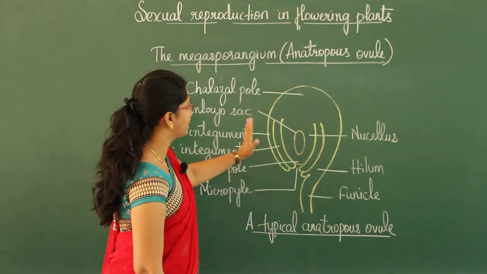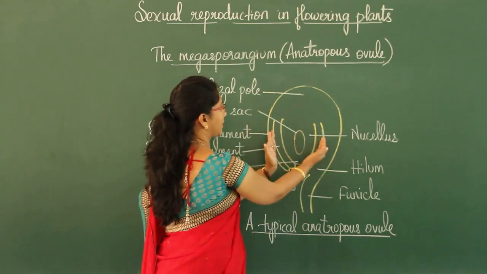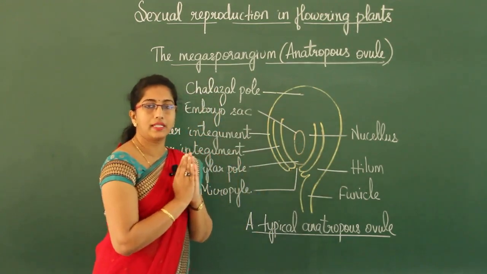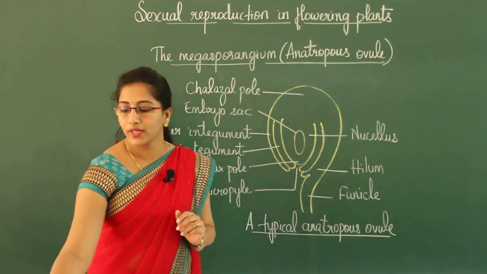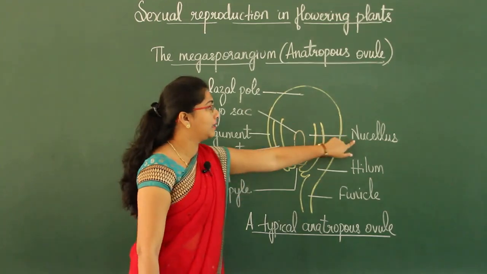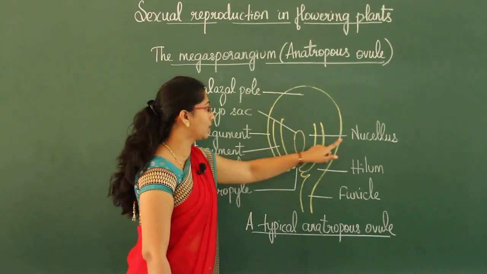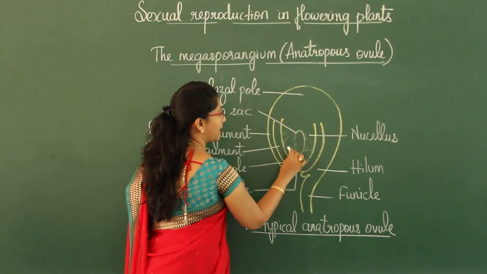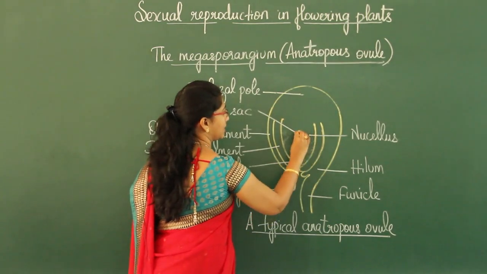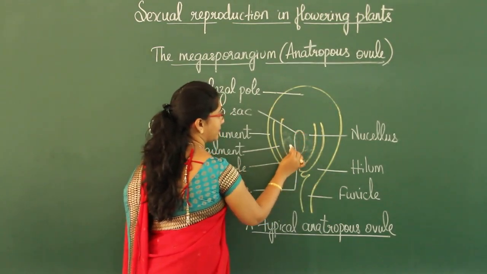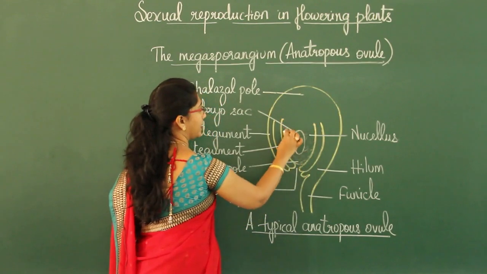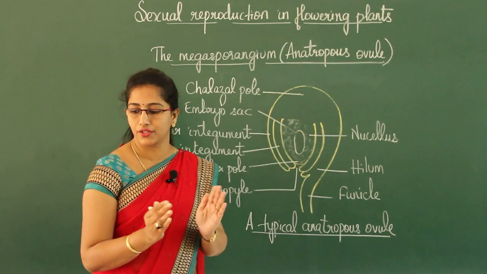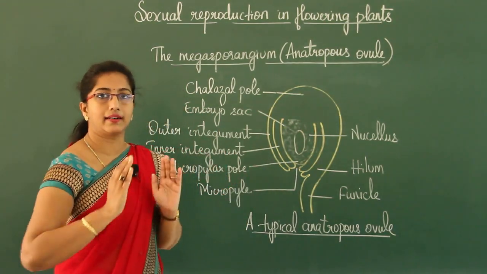Now within these integuments, you can see the outer integument and the inner integument. Inner to this, you will see a mass of tissue which we call nucellus. This region where I am shading we call nucellus. So nucellus is a mass of tissue which you find within the inner integument.